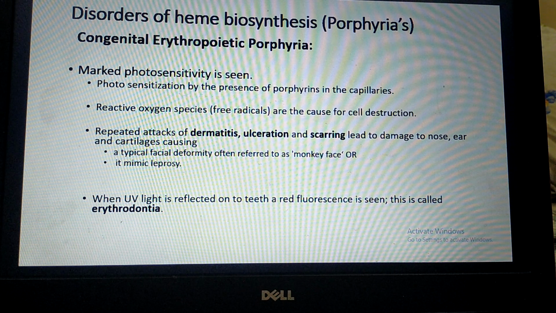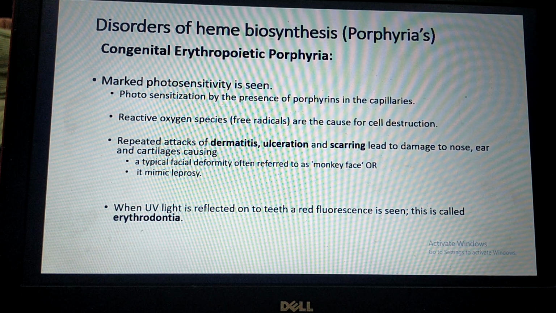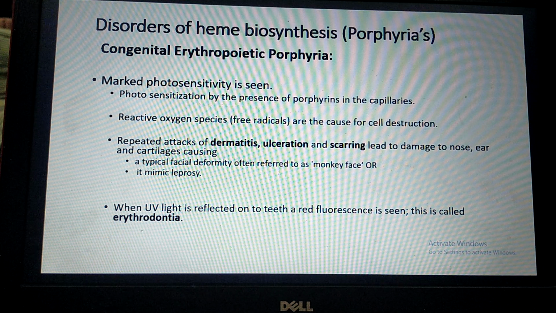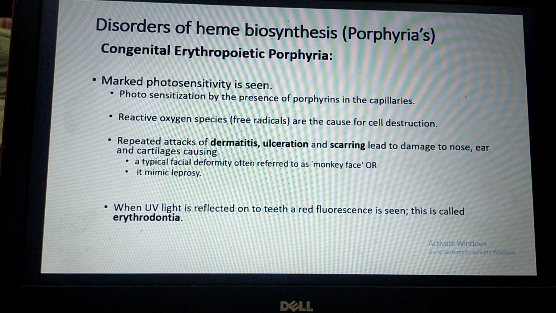So this is the most dreadful condition. Some patients also show erythrodontia. Erythrodontia means these porphyrins accumulate in the teeth, giving red fluorescence to the teeth on ultraviolet radiation.